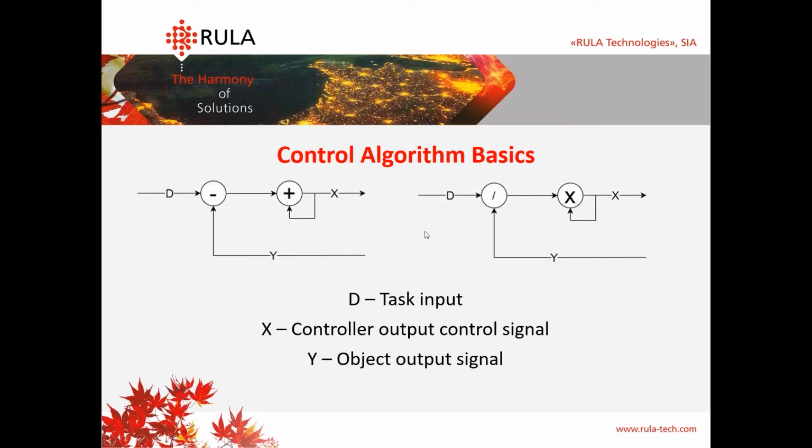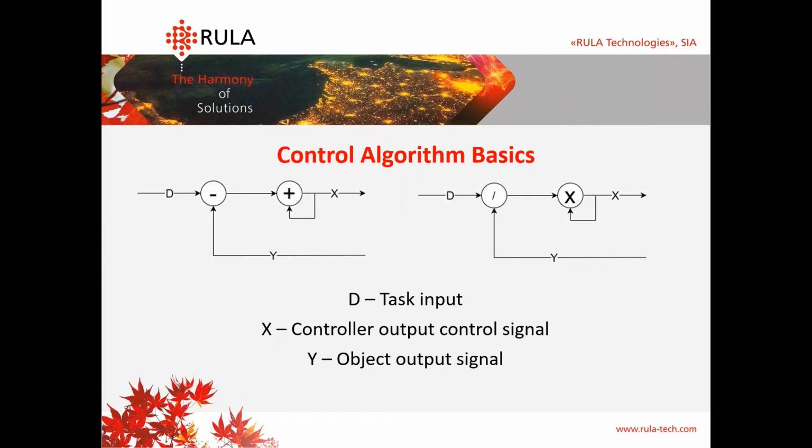Here you see the main scheme of the controller. On the left side, it's the most basic and common one. Here we have our task input, controller output signal, and object's output signal. In this example, we calculate the difference between our task input and response from our object. After that, we sum it up with our output signal, and in that way we regulate our object's output. Sometimes it takes several iterations to get a desired task.